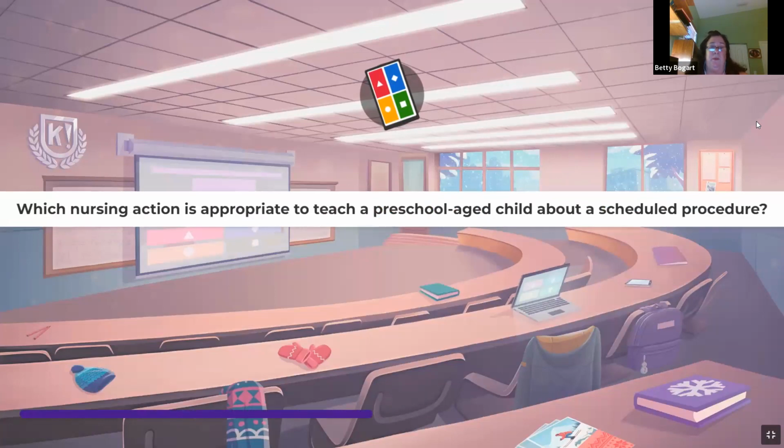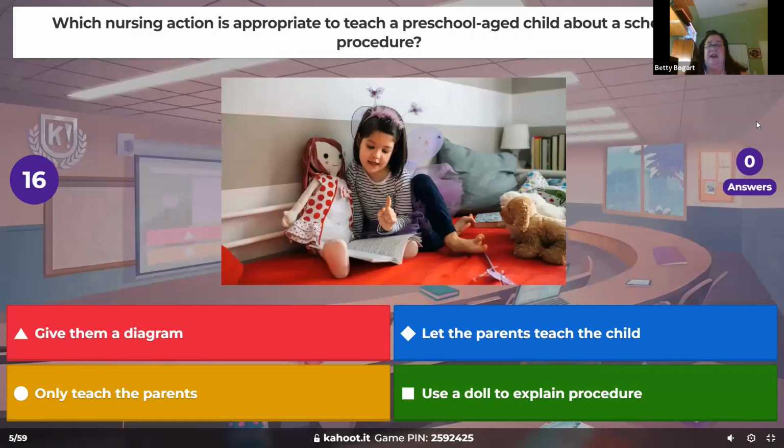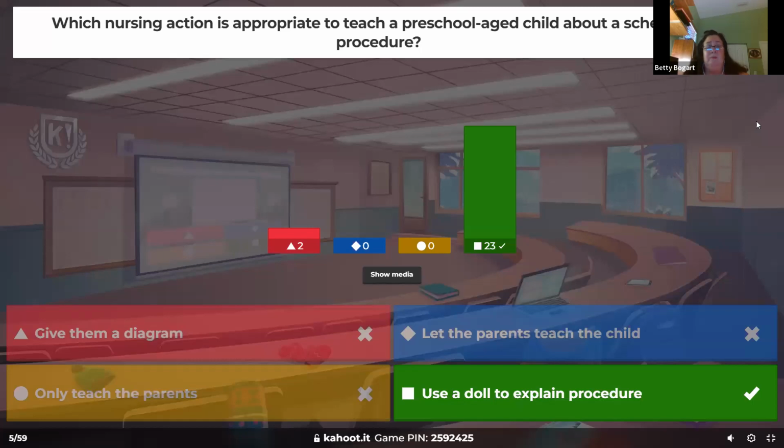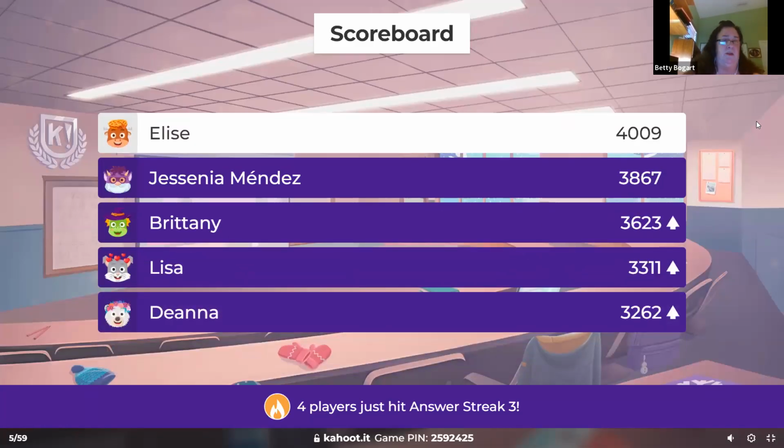Which nursing action is appropriate to teach a preschool age child about a scheduled procedure? So you've got a kid, let's say they have to come in, get an IV started, and have a CAT scan or an MRI. We need to teach them, right? On their level, get on their developmental level, and explain it to them. We can explain that better if we have a doll and maybe show them the equipment and that it doesn't hurt. Because once they get there and they hear the ding, ding, bang, bang of an MRI, they could get scared, right? But if we had a doll go in there and explain it to them, it's going to be better. Kids, especially preschoolers, will listen.